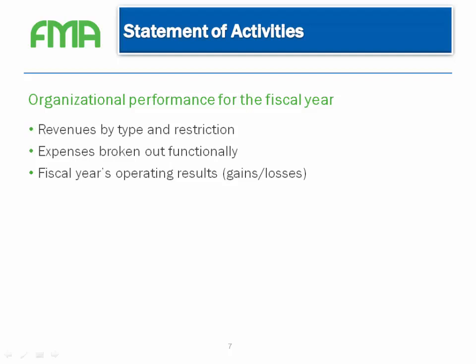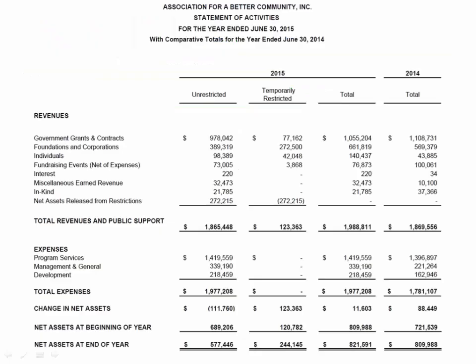And it tells us over the course of that fiscal year what our revenues looked like by type and by restriction, what our expenses looked like broken out functionally, we'll talk about what that means, and what our operating results were, what was our gain or loss, our profit or loss for the year. So now we will go through a statement of activities, an income statement for this same hypothetical organization. And you'll see there are a few different columns on the statement of activities.